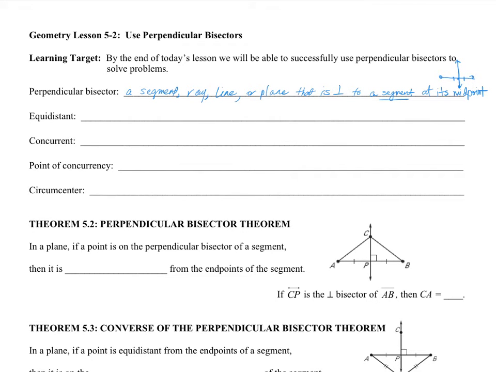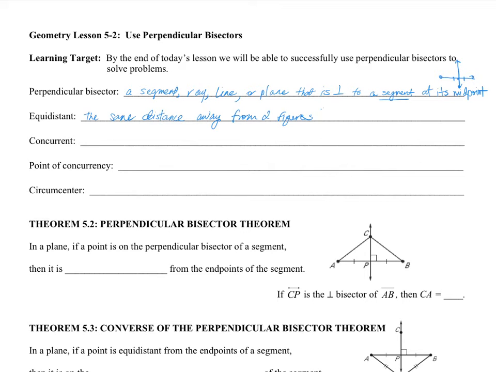And equidistant means the same distance away from two figures. And we'll talk about this a little bit more later.